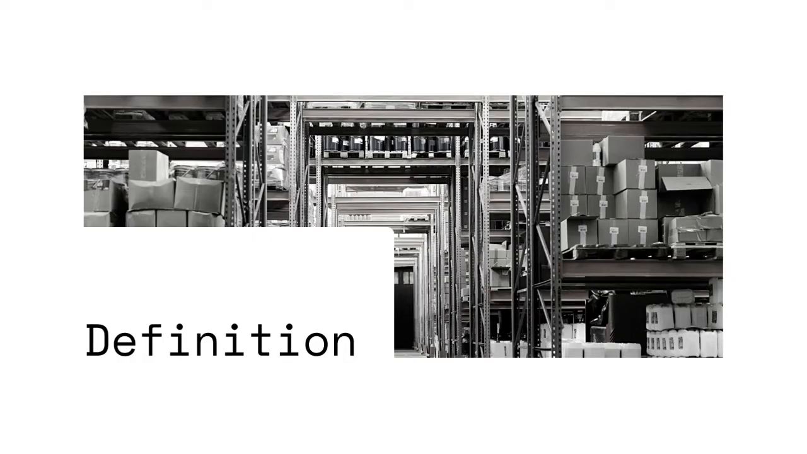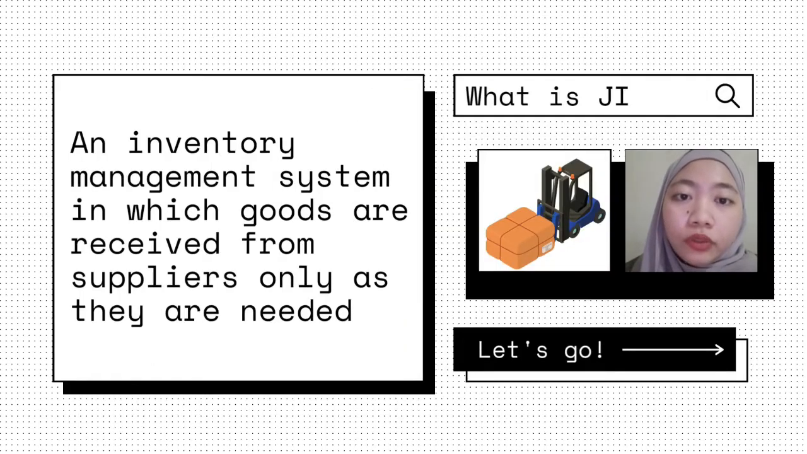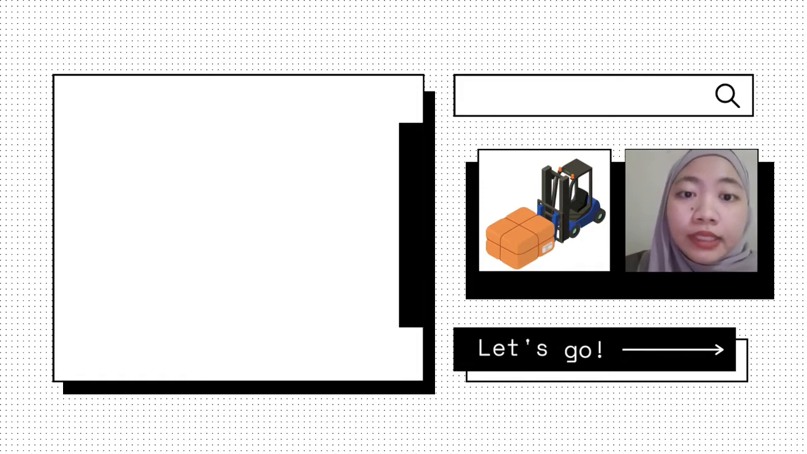Definition. As I said earlier, we are going to discuss on what just-in-time system. So we need to know the definition of just-in-time. So basically, just-in-time can be defined as an inventory management system in which goods are received from suppliers only as they are needed. Just that, as simple as that.